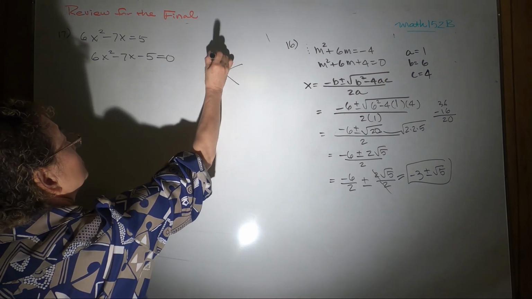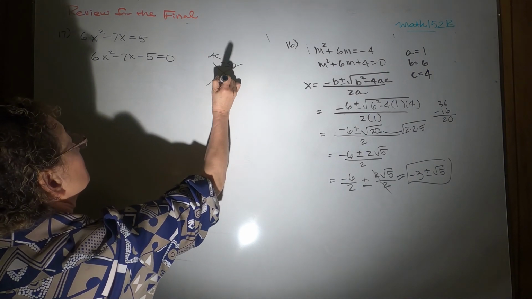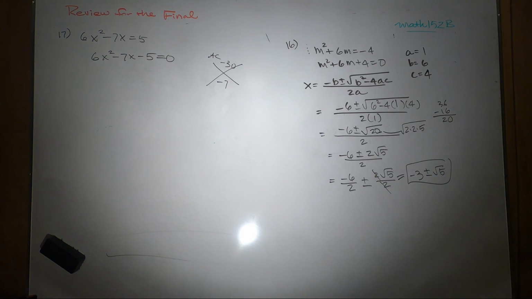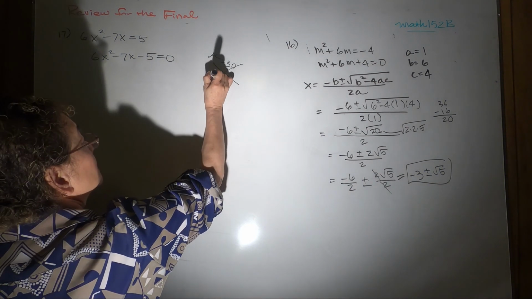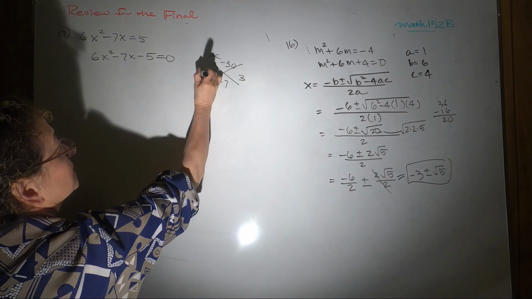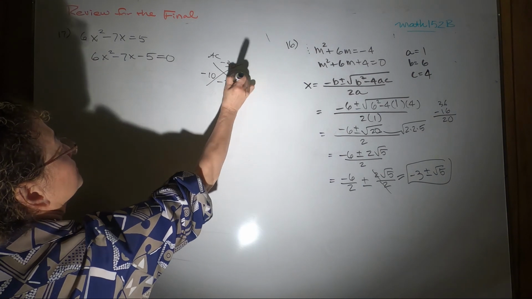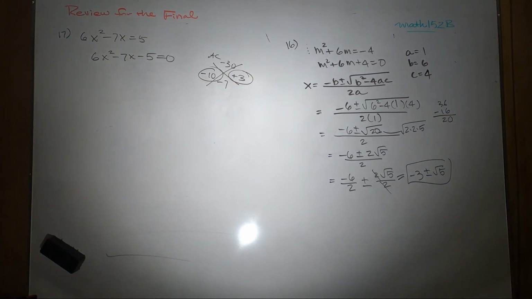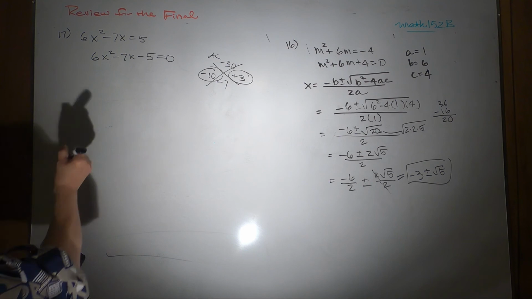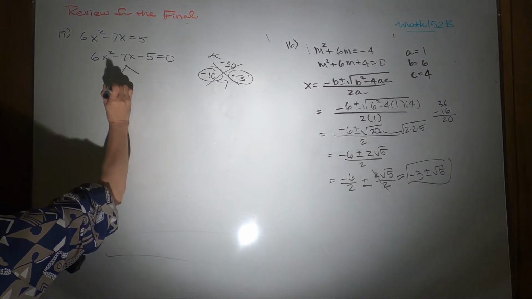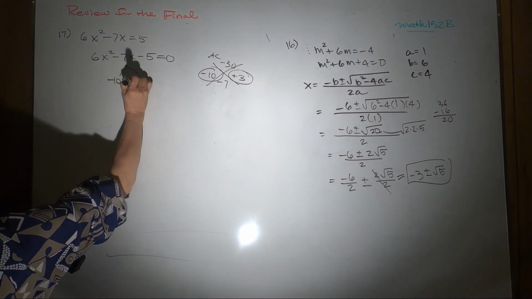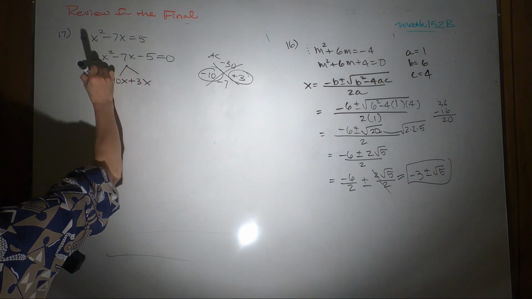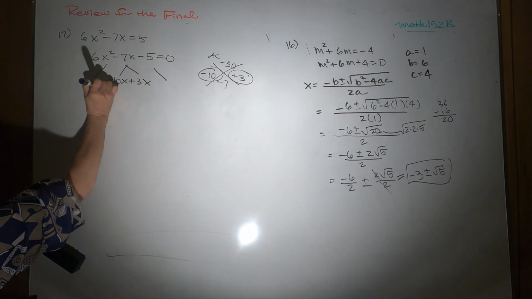So ac would be negative 30, added together is negative 7. Do I have two numbers? For 30, that would be what? 10 and 3 will work, right? That would be negative here, positive here. So I will just do the ac method. So I will split the middle part, becomes negative 10x plus 3x, right? And carry out those two.